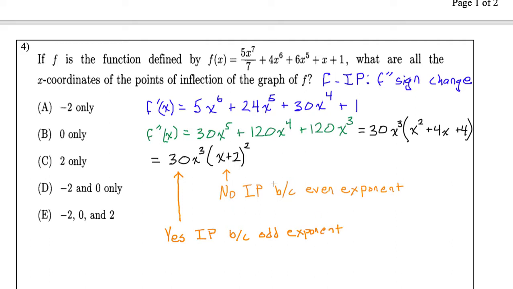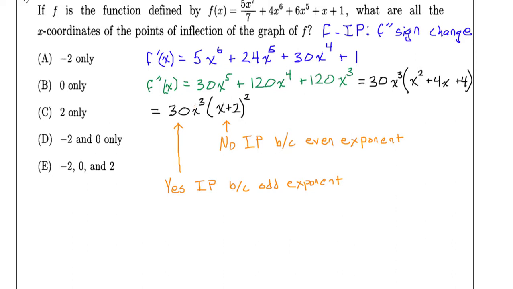So I'm not even going to deal with that guy. I'm going to pretend he doesn't exist. So this thing I'm going to set equal to 0. And when I do that, I'm going to get x is equal to 0. And that is the only inflection point, so the correct answer here is B.